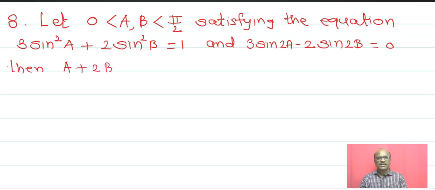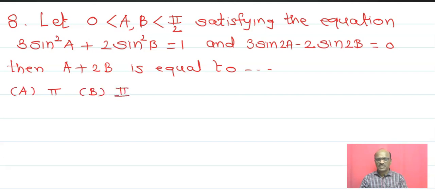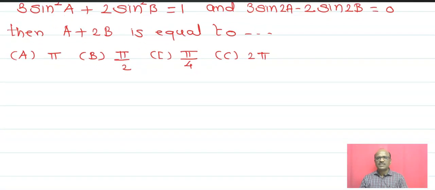Then A plus 2B is equal to: first is pi, second is pi by 2, third is pi by 4, and D is 2 pi. I had written that as C. Here must be D here. Let us now see this here.